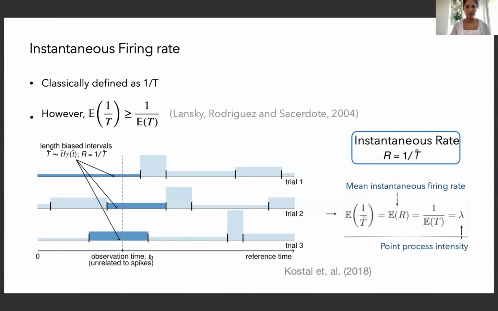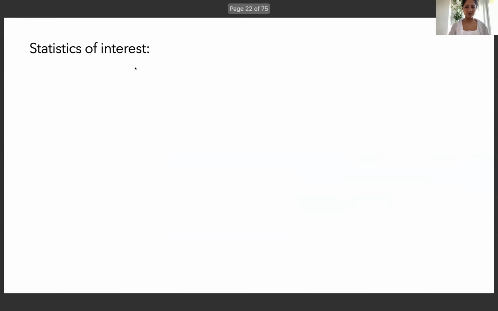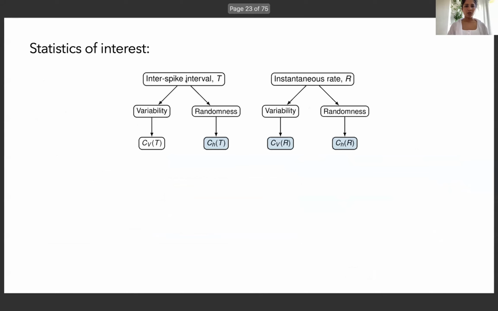Keeping that in mind, let me talk about the statistics that we're going to look at in this talk: the interspike interval statistic and the instantaneous rate statistic. The interspike interval gives us the temporal perspective of the spiking data, and the instantaneous rate statistic tells us about the rate coding perspective. But in a way, the instantaneous rate statistic also ties into the temporal perspective, because by definition it takes into account the spike timing.